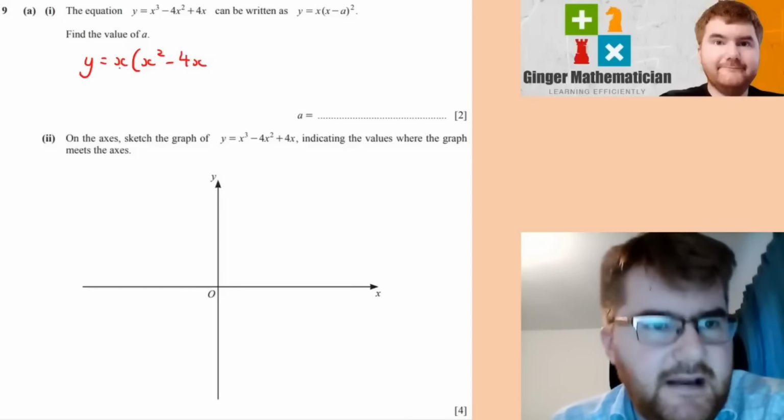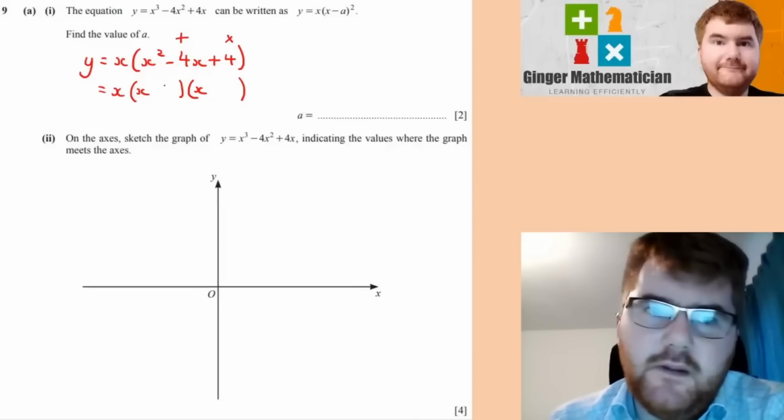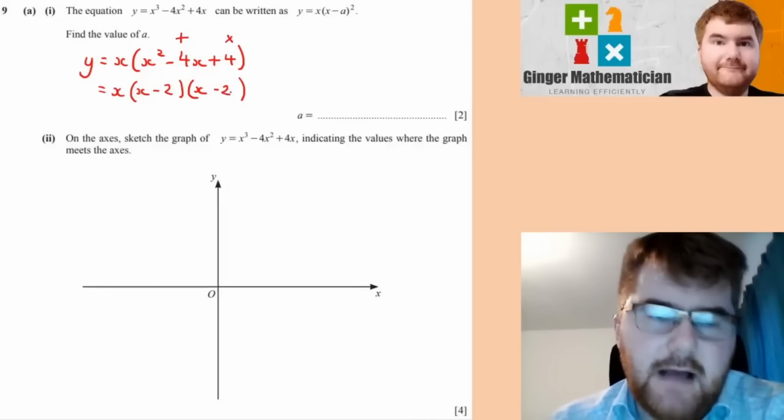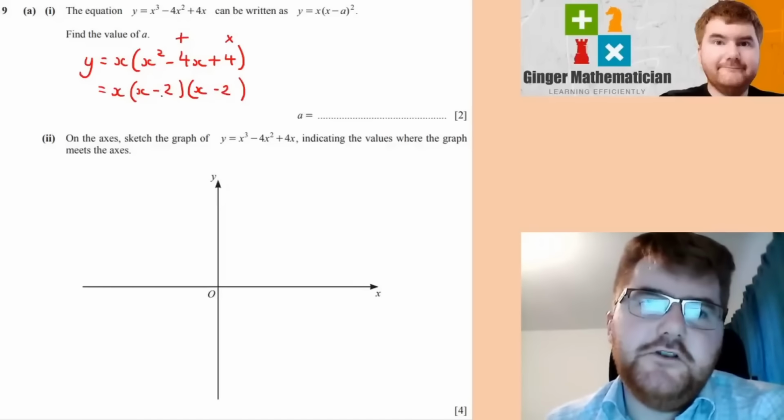At this point, we've got a quadratic within the bracket. So at this point, we can put this into 2 brackets. And we put an x at the front, an x at the front. And we want 2 numbers that multiply to give me 4, but add to give me minus 4. Well, that's going to be minus 2 and minus 2. And notice, because you've got 2 x minus 2's, this can be simplified further as x minus 2 squared. Now, that's not the answer that they're looking for. The actual answer is, what's this missing value a here? And notice it's the value of 2.